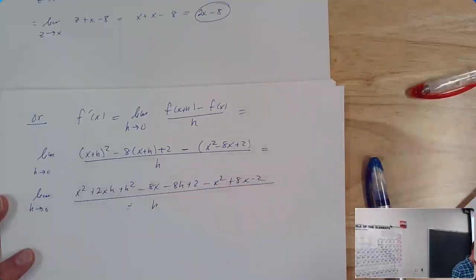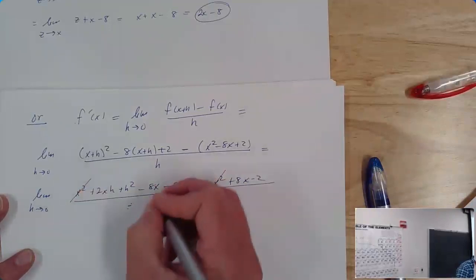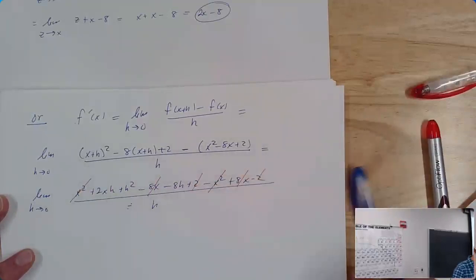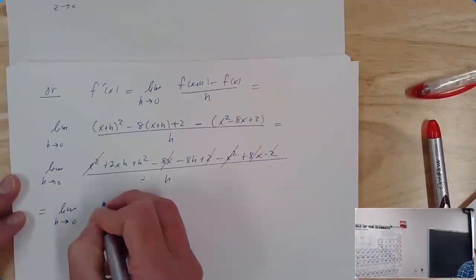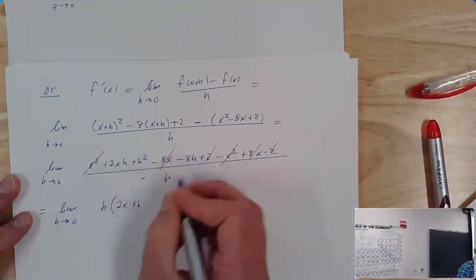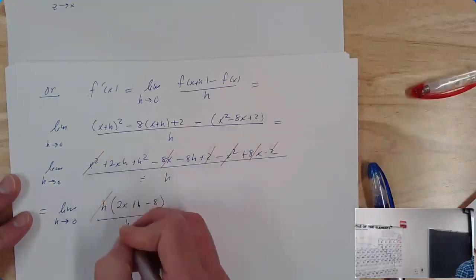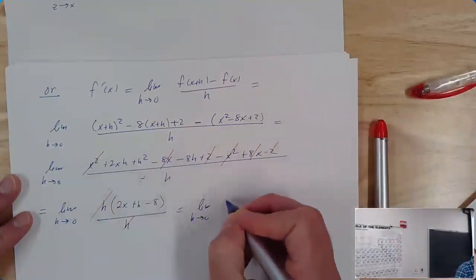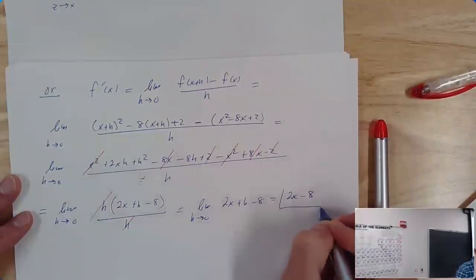And then all the not h things get to cancel out. The x squared and the minus x squared, the minus 8x and the plus 8x, plus 2 and the minus 2. And then everything that's left behind has an easy to factor out h. We're left with h times 2x plus h to the first minus 8 h. Those cancel out. And then you're left with the limit as h goes to 0 of 2x plus h minus 8, which is 2x minus 8.